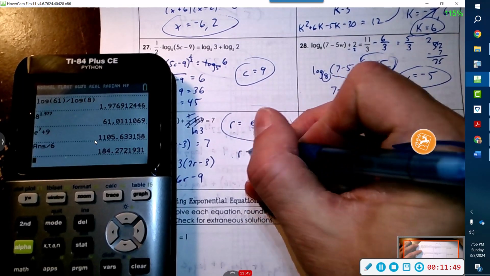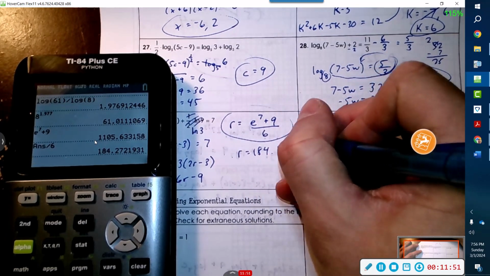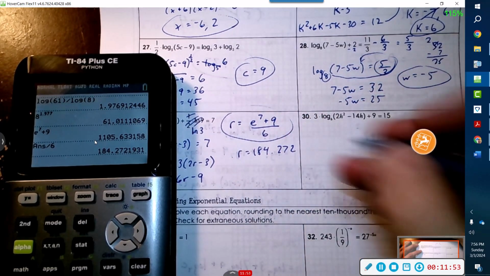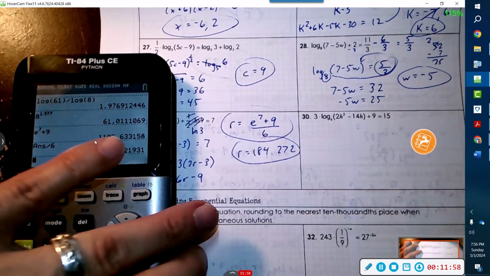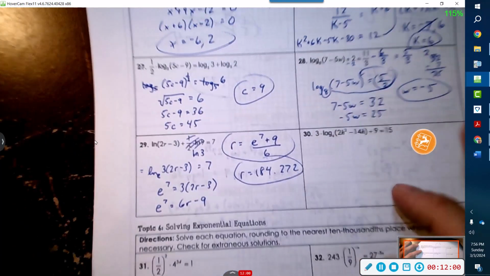Is 184, etc., etc. Okay? So if you got this one, you're absolutely correct. It's just this is like the nice kind of perfect, this kind of encapsulates all the decimal places.